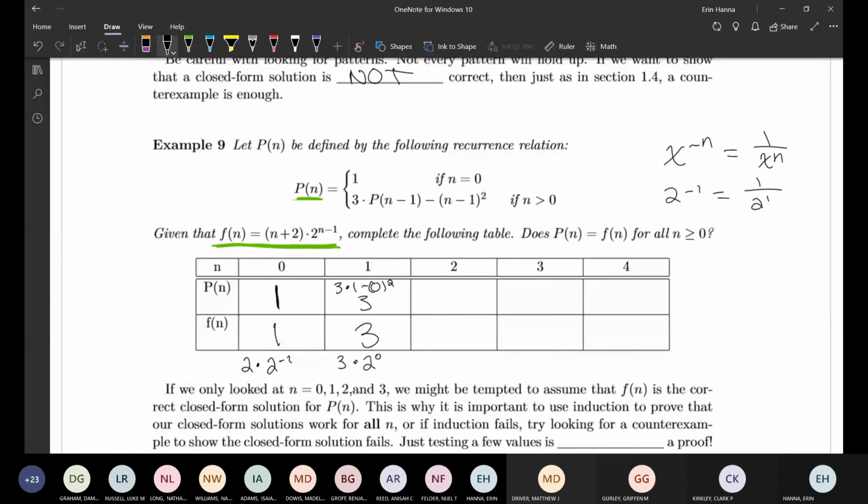What about P of 2? We would have 3 times 3 minus, now 2 minus 1 would give us 1 squared, so 3 times 3 is 9, minus 1 is 8.